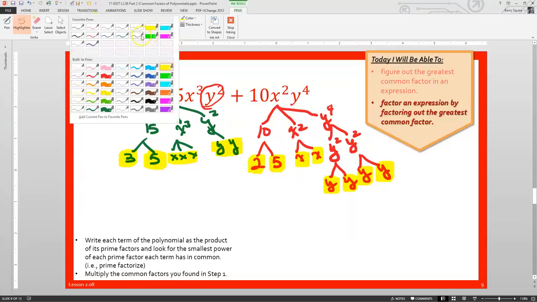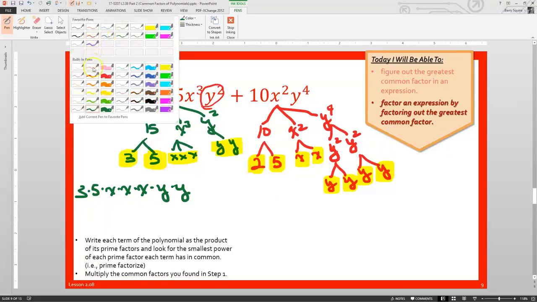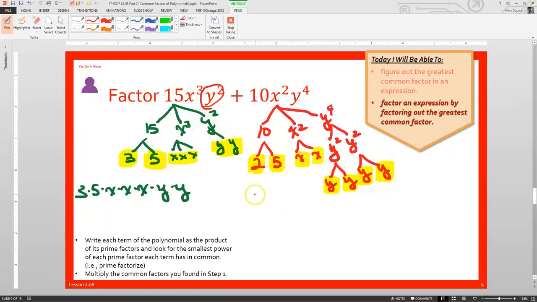So our prime factors here are 3 times 5 times x times x times x times y times y. And then with the red, we've got 2 times 5 times x times x times y times y times y times y. Okay, so now search for common factors.